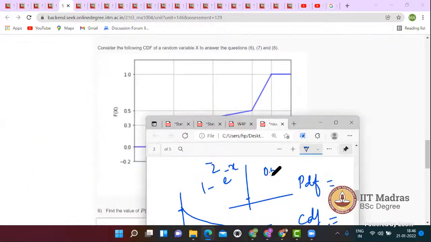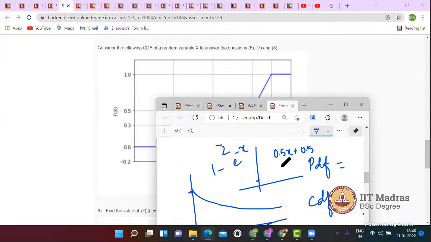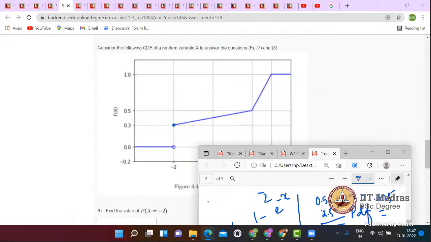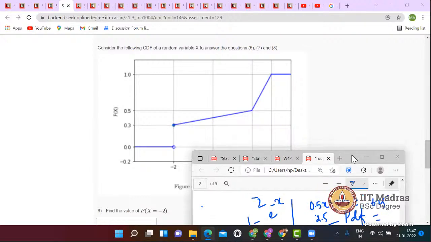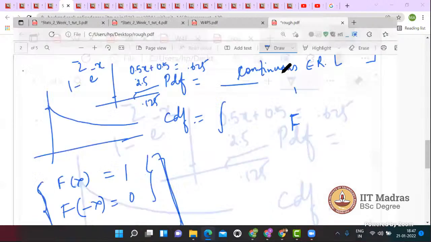So now you're having 0.5x plus 0.5, right? Put the value as 2.5 here. So now you'll get 0.5 plus 2.5 multiplied with 0.5, that is 0.125, and you'll add, you're getting 0.625. Sorry. Sir, the correct equation of line is 0.5x minus 0.5. Then you will get the correct answer. Sir, how is it 0.125?